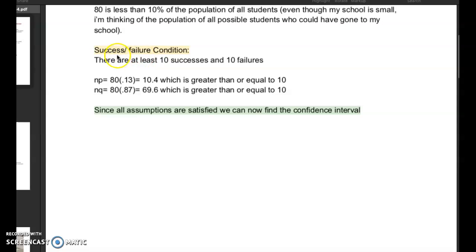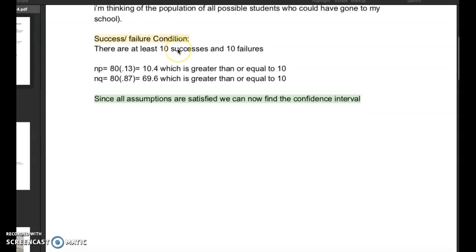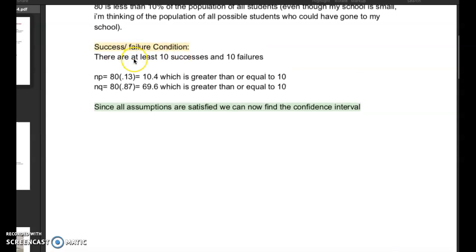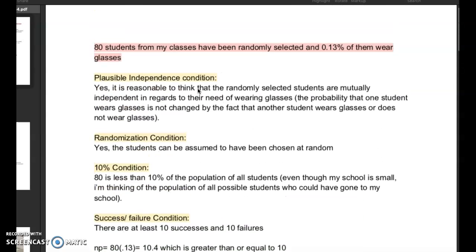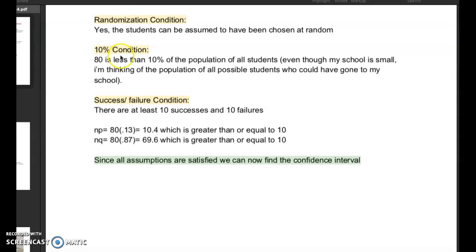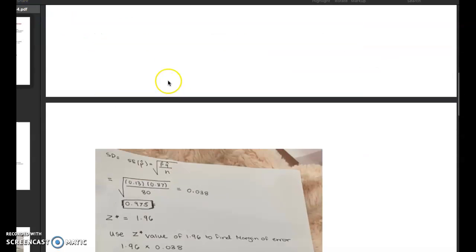For the success/failure condition, this was what I emphasized in the beginning, what I wanted to make sure I met. So there are at least 10 successes and 10 failures. You can see that 80 students multiplied by my p-hat is 10.4, which is greater than or equal to 10. Same thing goes for my q-hat value. It's greater than or equal to 10. And since all of these assumptions were met, that's how I knew I could find my confidence interval.